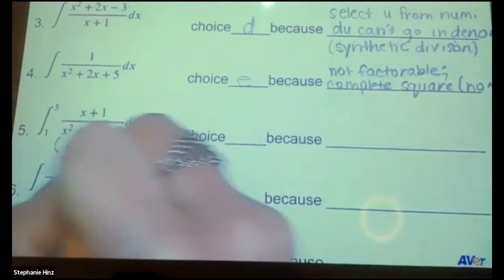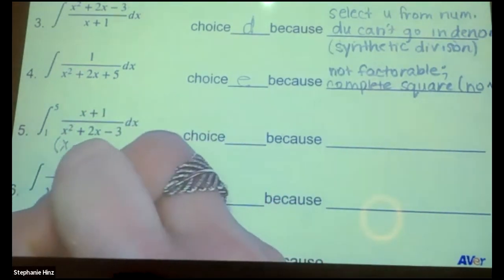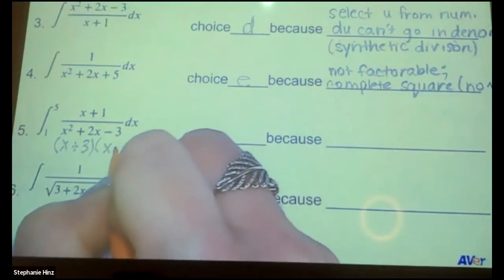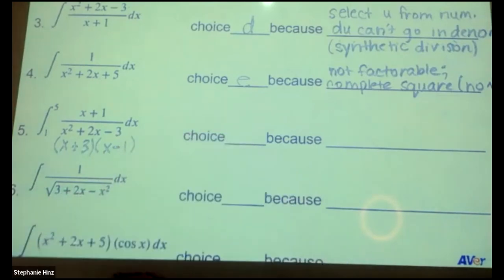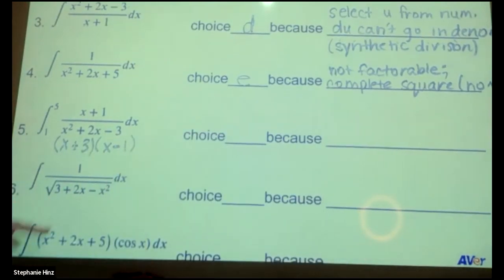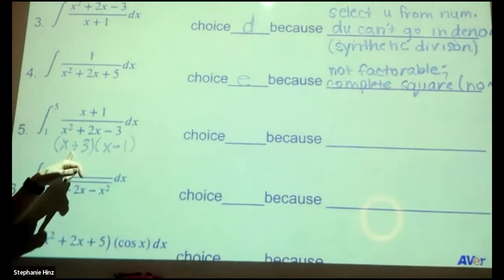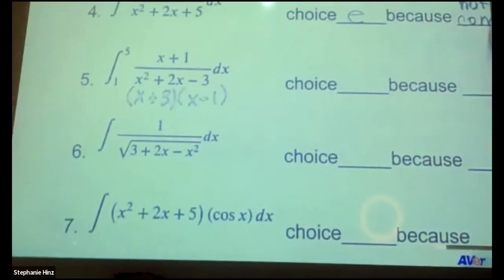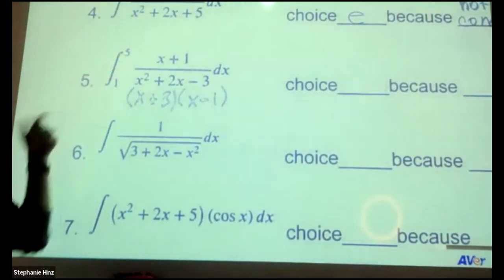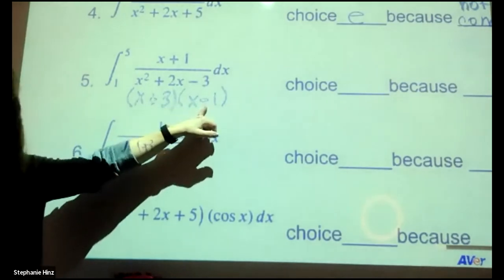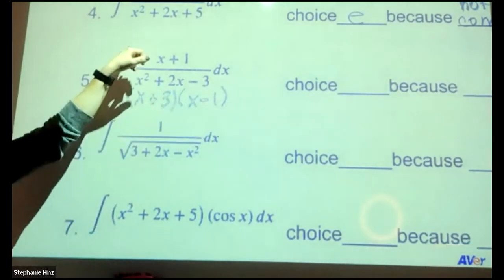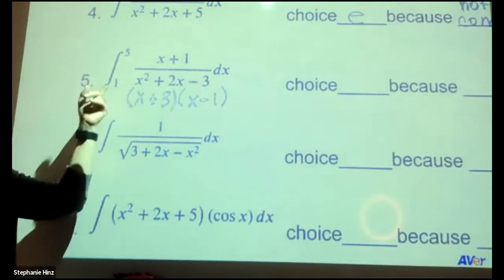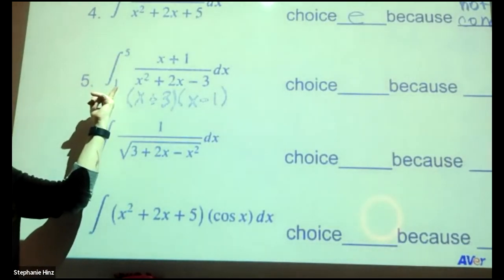However, if I factor that denominator, I've got x plus 3, and I've got x minus 1, then I have a problem when x is 1 and a problem when x is negative 3. Well, x is negative 3 is not an issue because that's outside of this interval. However, because x equals 1 is inside the closed interval from A to B, this is an improper integral.